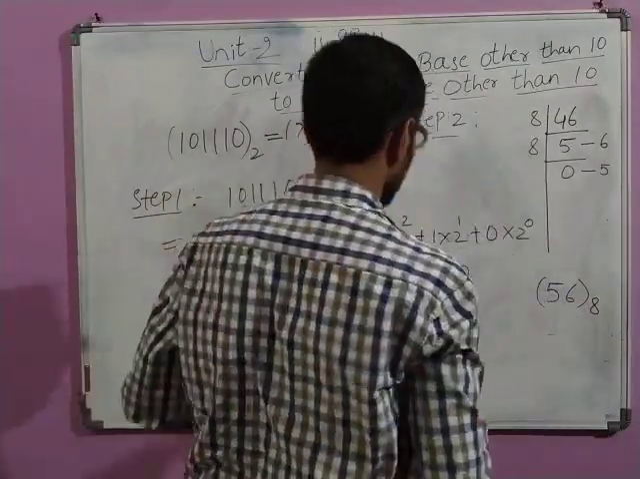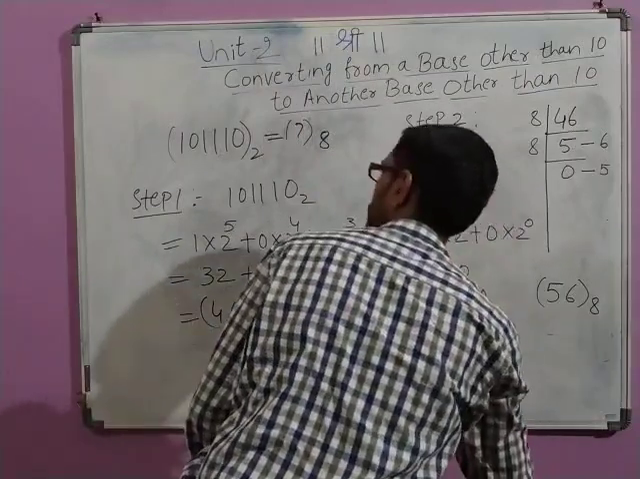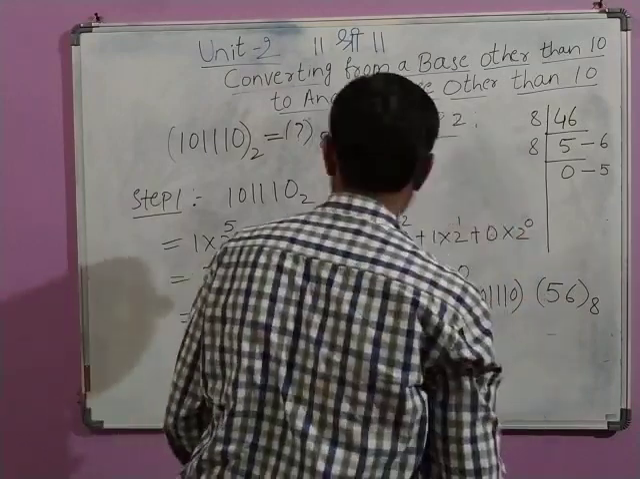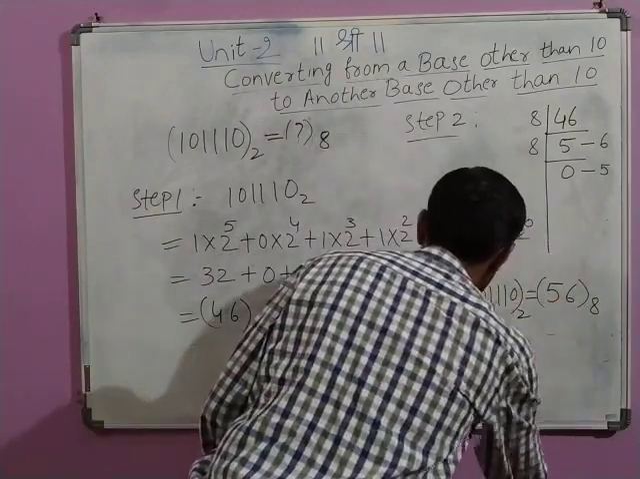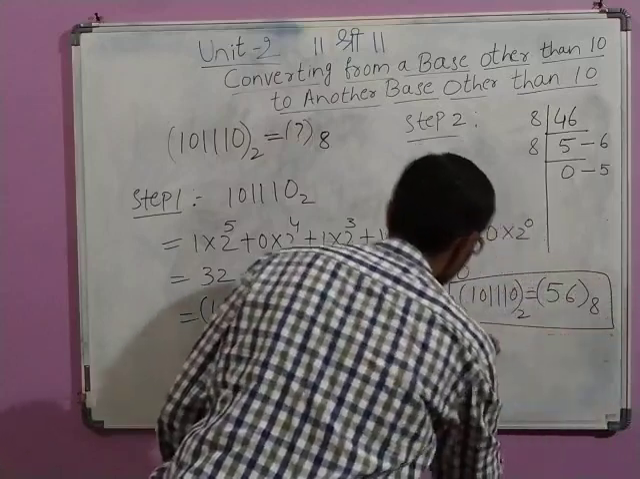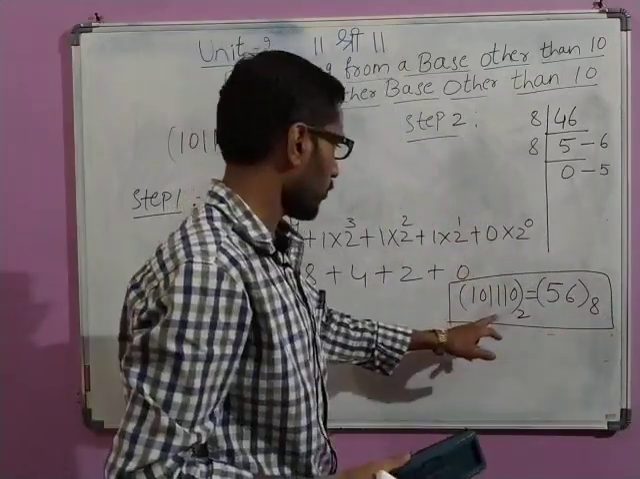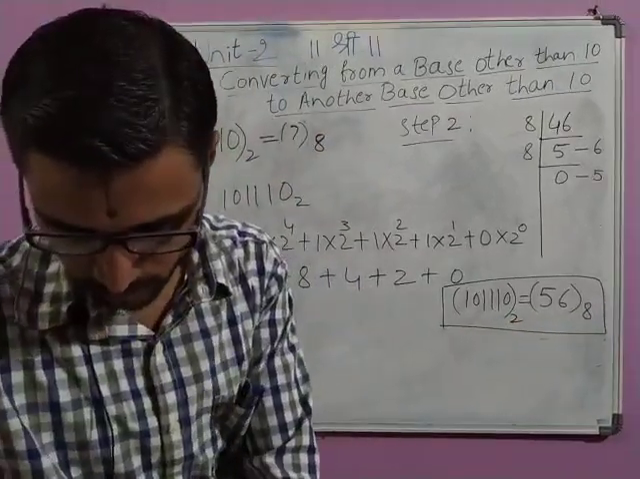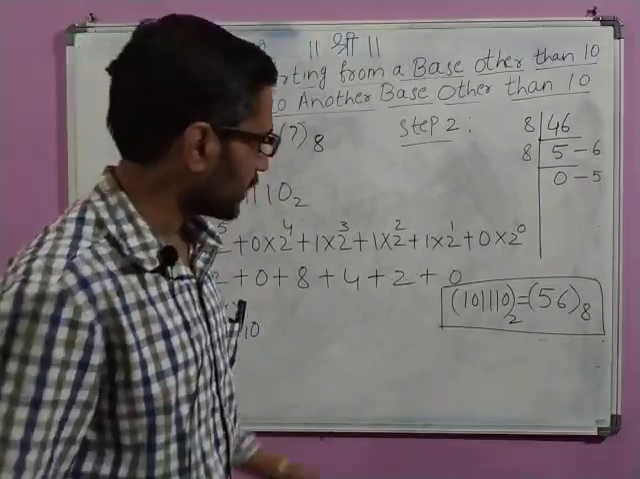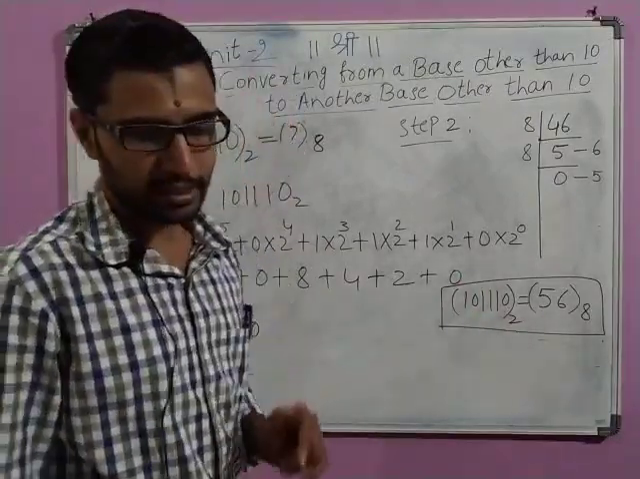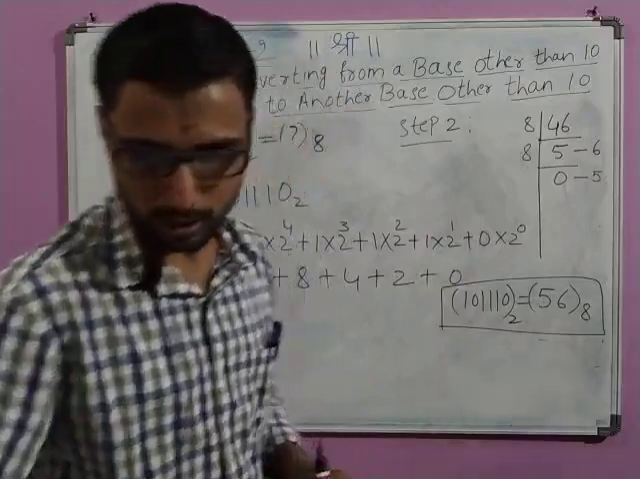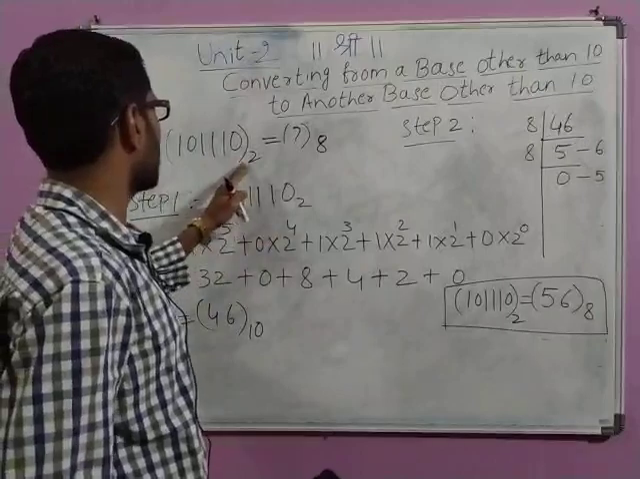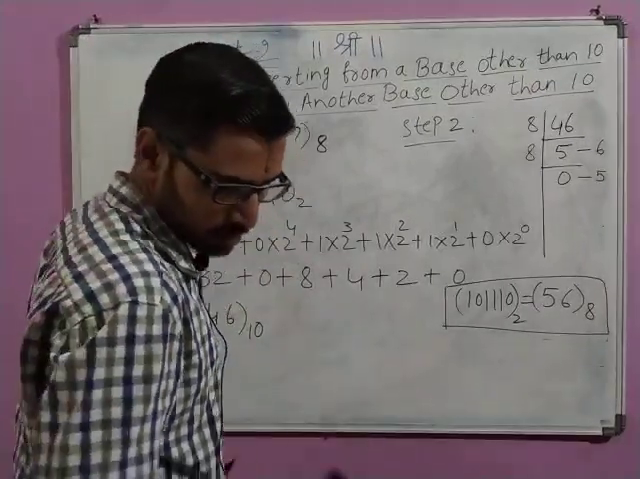And what is the question? 1 0 1 1 0 is equivalent to this. 1 0 1 1 0 binary is equal to 56 to the base 8. Yes, so the answer will be 56 to the base 8. I hope everyone is following this. Now let us take one more example and convert binary to hexadecimal.